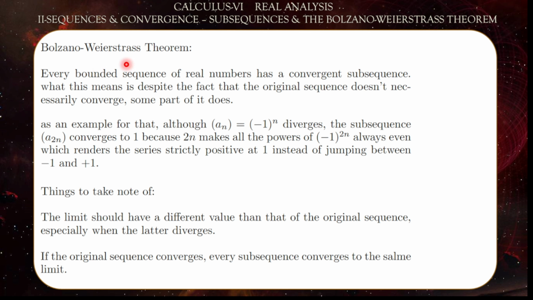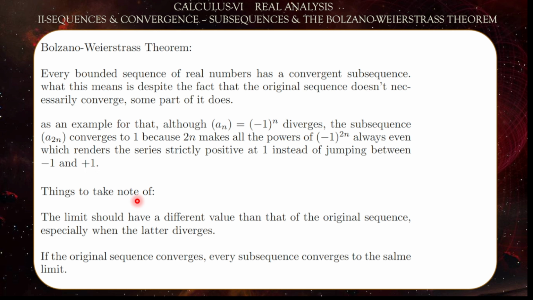The Bolzano-Weierstrass Theorem, or Weierstrass, the way you like to pronounce it. Every bounded sequence of real numbers has a convergent subsequence. What this means is, despite the fact that the original sequence does not necessarily converge, some part of it does. As an example, although an equal to (-1)^n diverges, which we've seen moments ago, the subsequence a_2n converges to 1 because 2n makes all the powers of -1 always even, which renders the sequence strictly positive at plus 1 instead of jumping back and forth between -1 and plus 1.